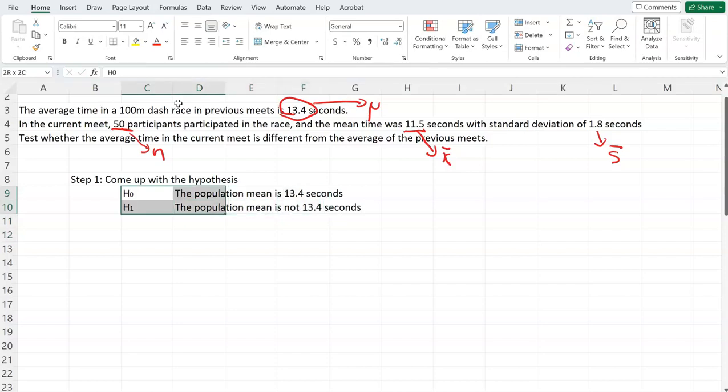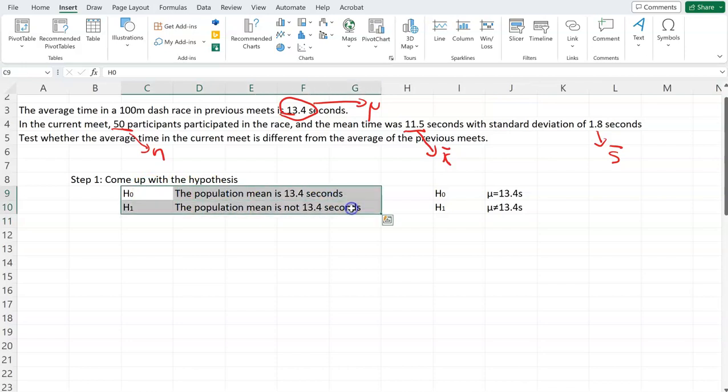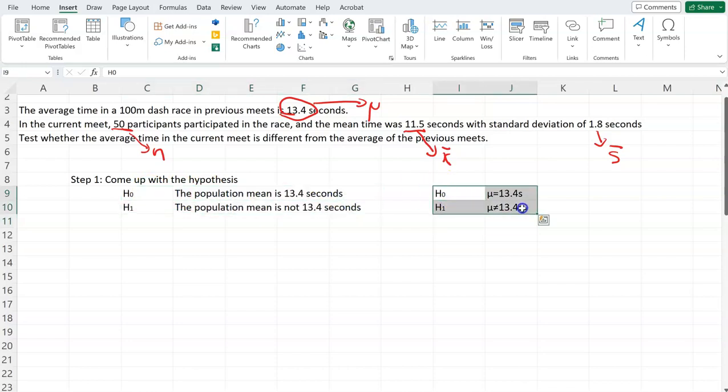The other way would be, we would have the same notation for null and alternate, but we would insert some symbols here. So the null would be mu equals 13.4 seconds, and the alternate is mu is not equal to 13.4 seconds. We could write it either this way or that way. Either way is fine. They basically mean the same thing.